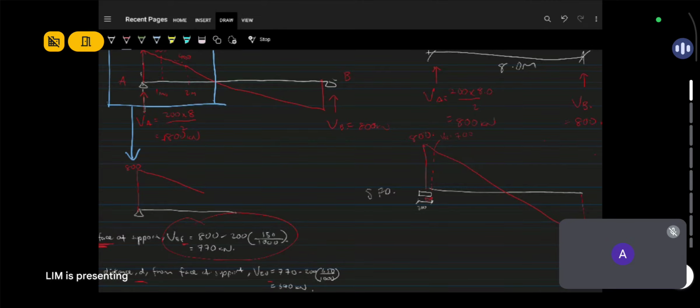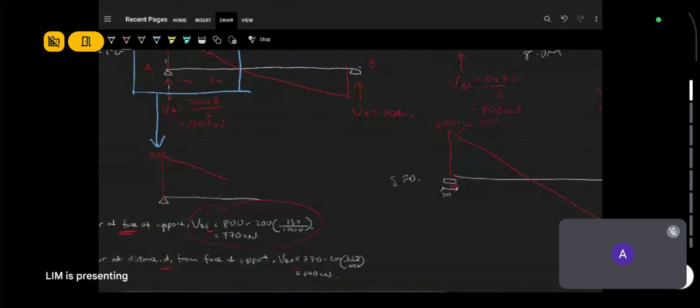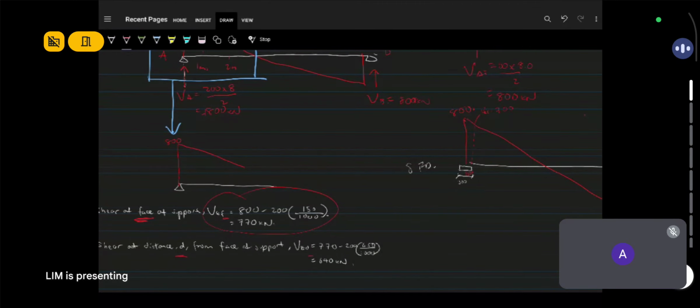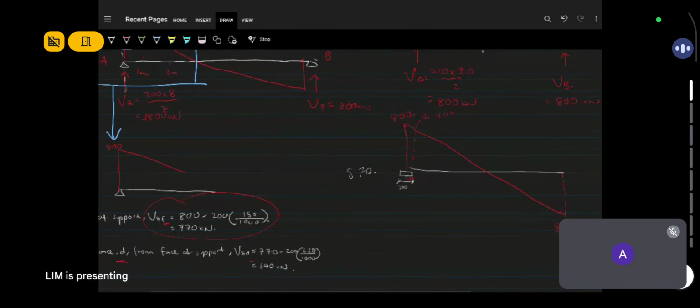Okay, next, there is another shear force that is important, which is at a distance D from support, which is VED. So VED we calculated is 640. So VED is at a distance D from the face of support.